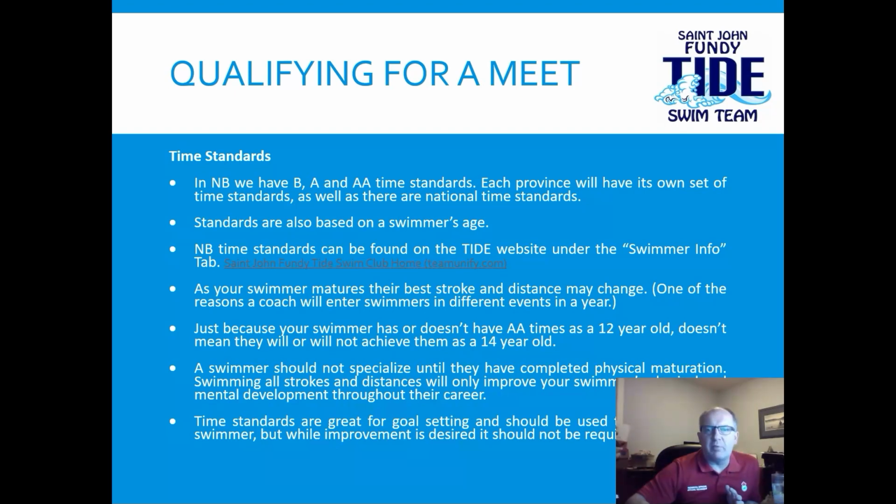As your swimmer matures, their best stroke and distance might change. So this is why coaches get swimmers to swim different events all the time. Just because your swimmer had AA times when they were 12 years old doesn't mean they'll still have AA times when they turn 13 and 14, or maybe as they grow, they might suddenly start getting AA times. My point here is as your swimmer advances through different age groups, you need to continue checking to see if they've reached the standard for the next age group. And I'll show you how that works in a moment.